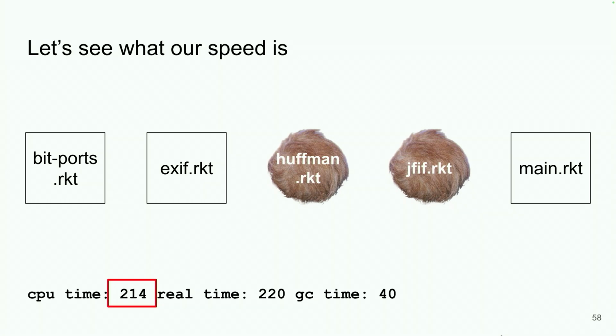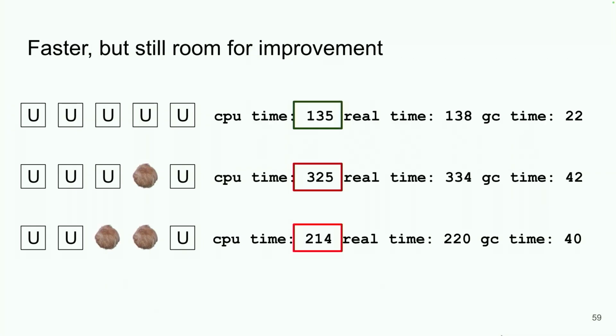Now we're at 2:14. That's better. I mean, it's not great. We started out at 135, and so it's still slow relative to that. It's still slower than it would be if we didn't have any types at all. So it's not great. We should keep going.